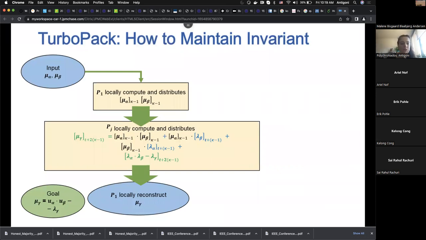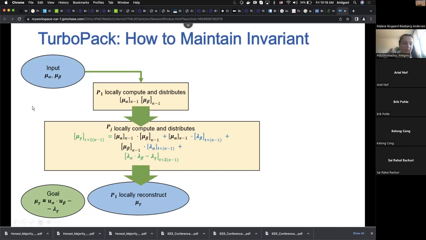Now let's go to the multiplication gates, which are slightly more complicated. This is the biggest equation I have in this presentation, so just bear with me. What is the goal here? The goal is to keep the invariant that after we do a multiplication, we end up with u_alpha times u_beta minus lambda_gamma. Again, alpha and beta, I'm confusing these values, I hope you understand. This is what we want to have to maintain the invariant and be able to evaluate the circuit.